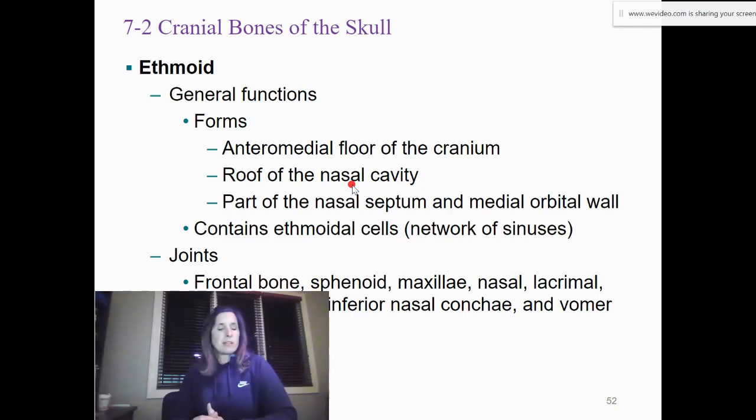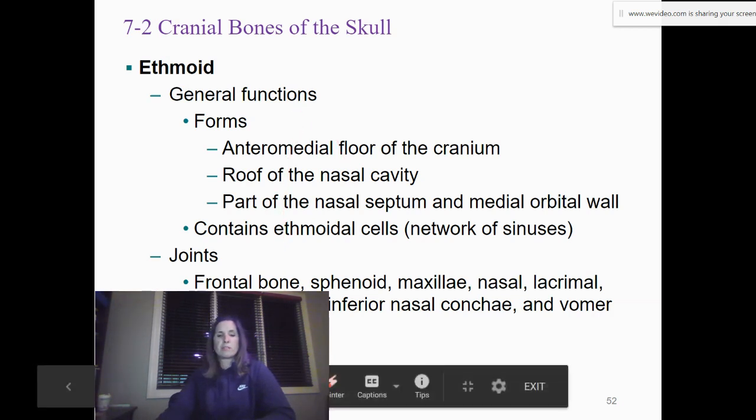Your ethmoid, to me, it looks like a bug, so I always refer to it as a bug. This forms the anterior medial floor of the cranium. I always think nasal cavity. This makes up the nasal cavity because it does. It makes up the roof. It's part of the nasal septum. And the medial also makes up part of the orbit.